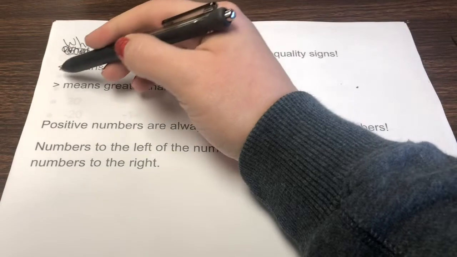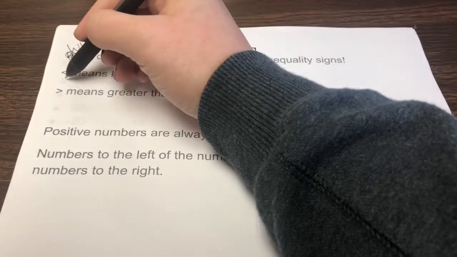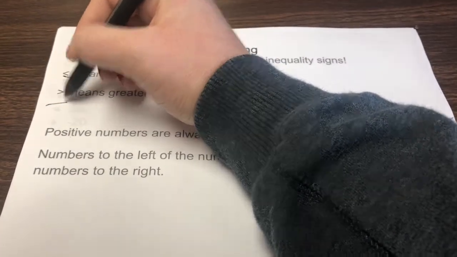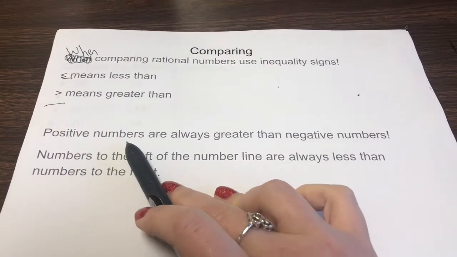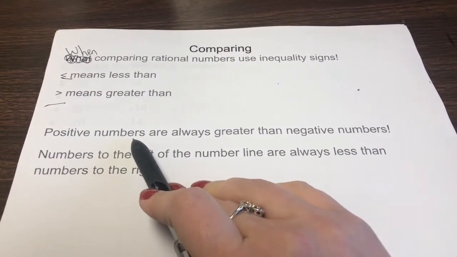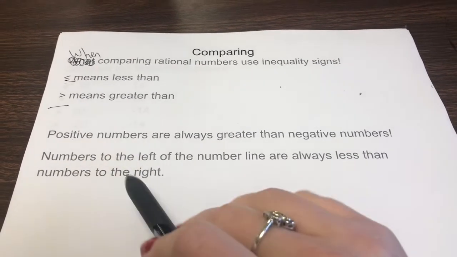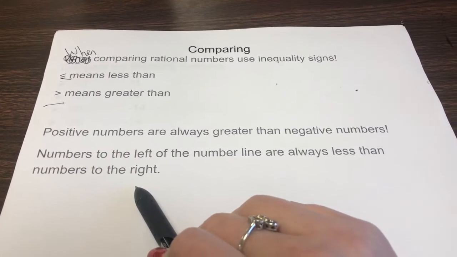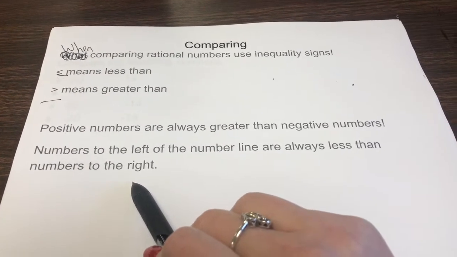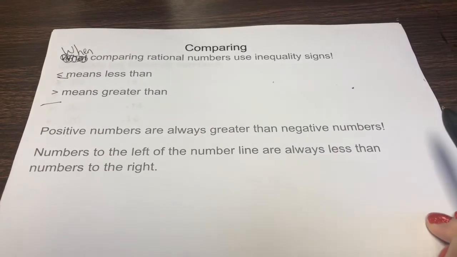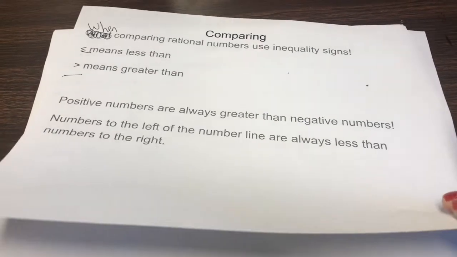Remember, this sign means less than, and this sign means greater than. Here are some tips. Positive numbers are always greater than negative numbers. Numbers to the left of the number line are always less than numbers to the right. Number lines will really help you when you are comparing rational numbers.